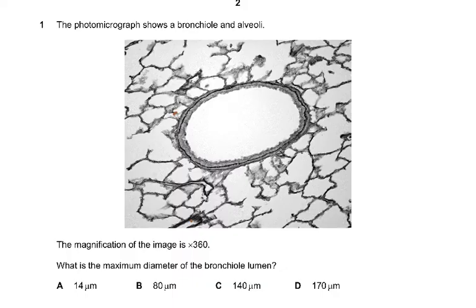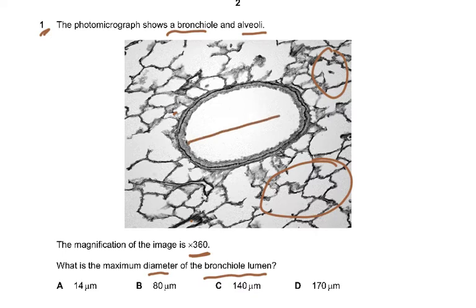Now, let's look at question number one. The photomicrograph shows a bronchiole and alveoli. So these are the alveoli, all these are the alveoli, and this is the bronchiole. Now, it says the magnification of the image is ×360. What is the maximum diameter of the bronchial lumen? So you've got to find out the diameter. So you have to measure this with a ruler.